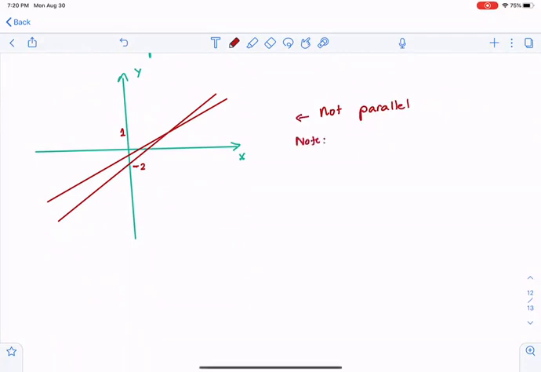You can notice different slopes and a point of intersection. So if two lines intersect, then those two lines cannot be parallel to each other.